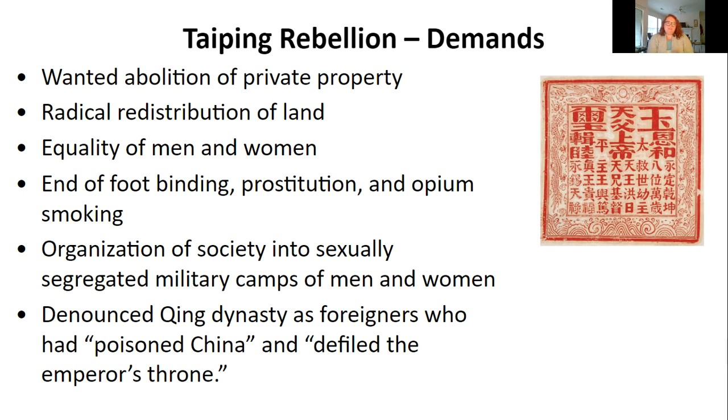So the rebellion's demands were this. They wanted to abolish private property. They wanted the radical redistribution of land. They wanted equality for both men and women. They wanted to 100% end foot binding and prostitution and opium smoking. They wanted an organization of society into sexually segregated military camps of men and women. They also wanted to denounce the Qing dynasty as foreigners who had poisoned China and defiled the emperor's throne.